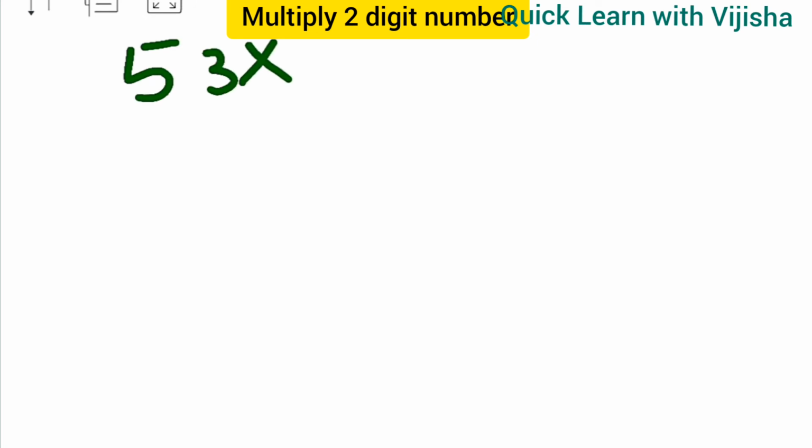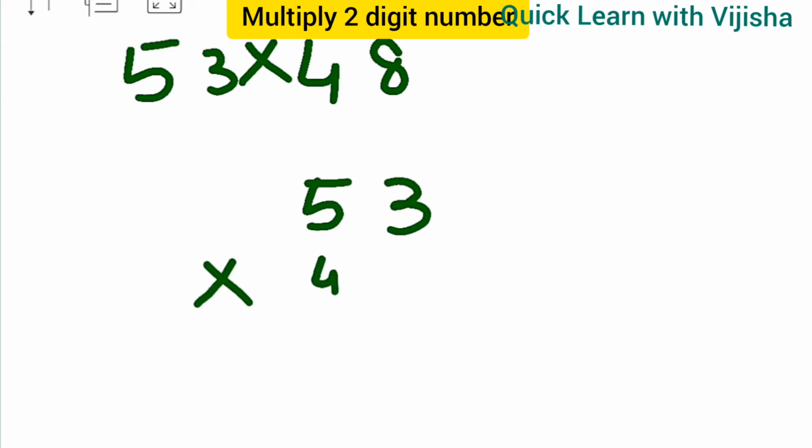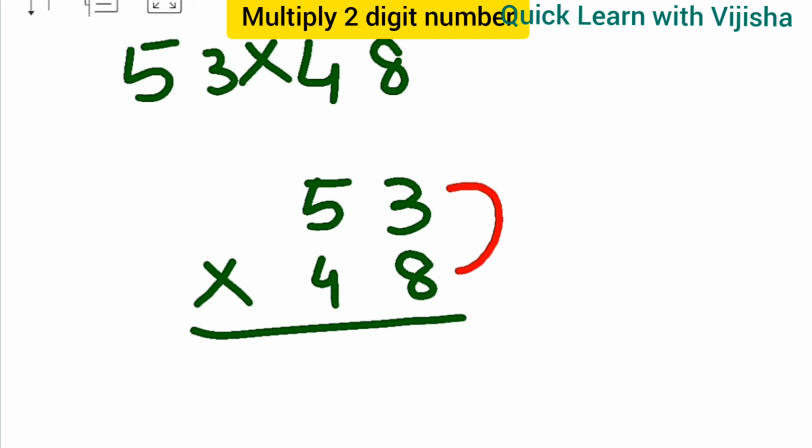53 multiplied by 48. Listen carefully. 53 I have written and 48 also I have written. So first we will multiply 3 8s are 24. So what we will write here? Only the 4. 2 we will keep aside.